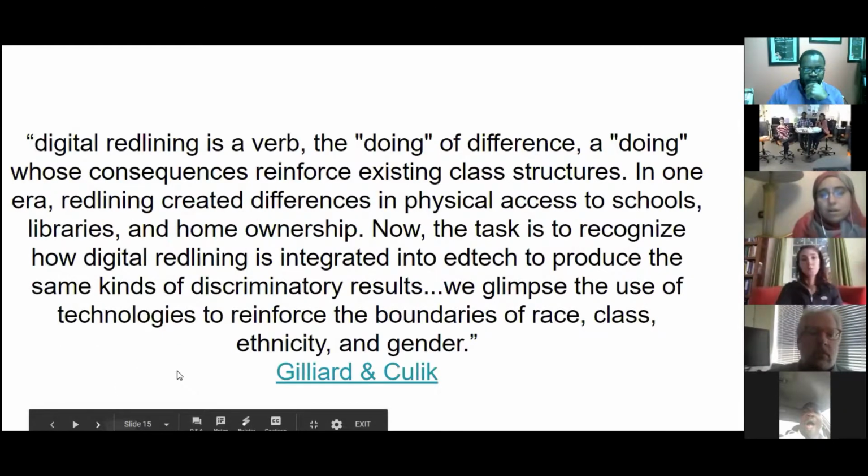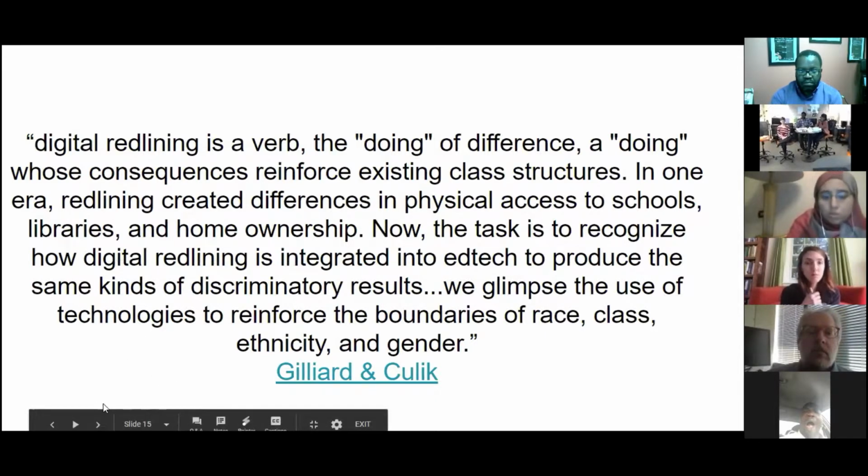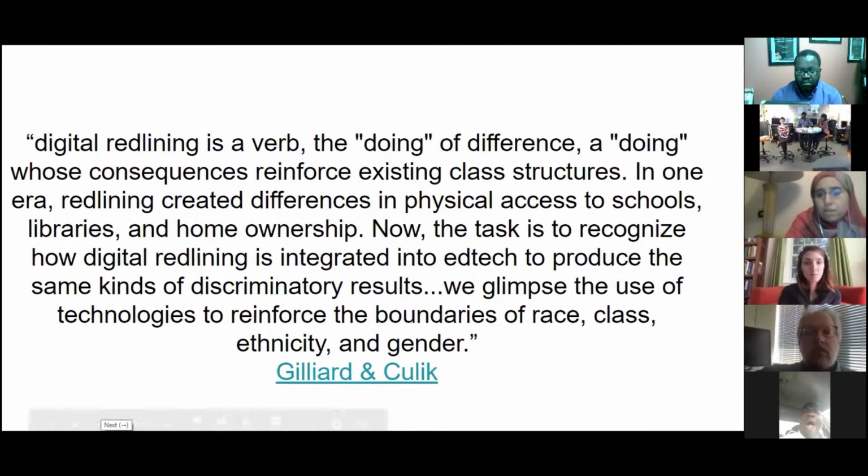And here I'm just bringing up digital redlining again as a thing that is intentionally done by governments sometimes and by universities to make a difference between who has physical access to what and who gets surveilled, and what kind of boundaries of race, class, ethnicity, and gender get reinforced by the ways technologies are used.